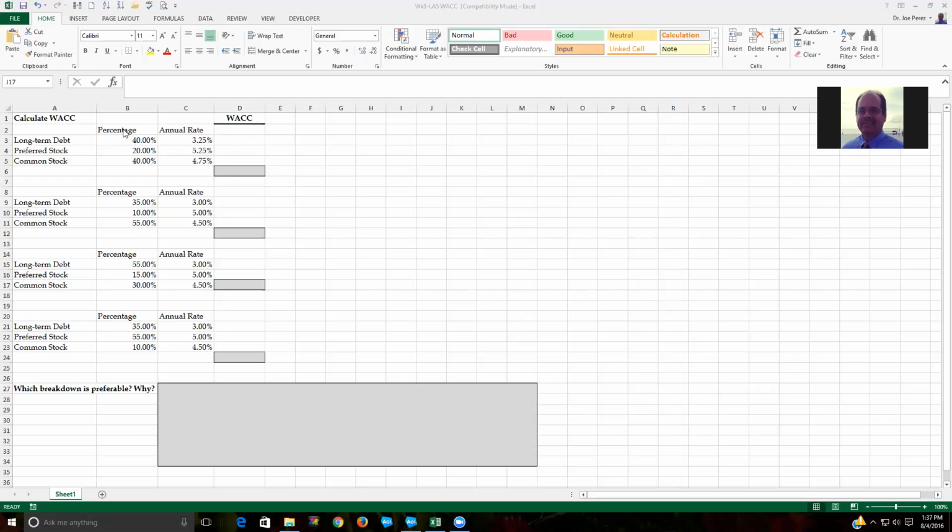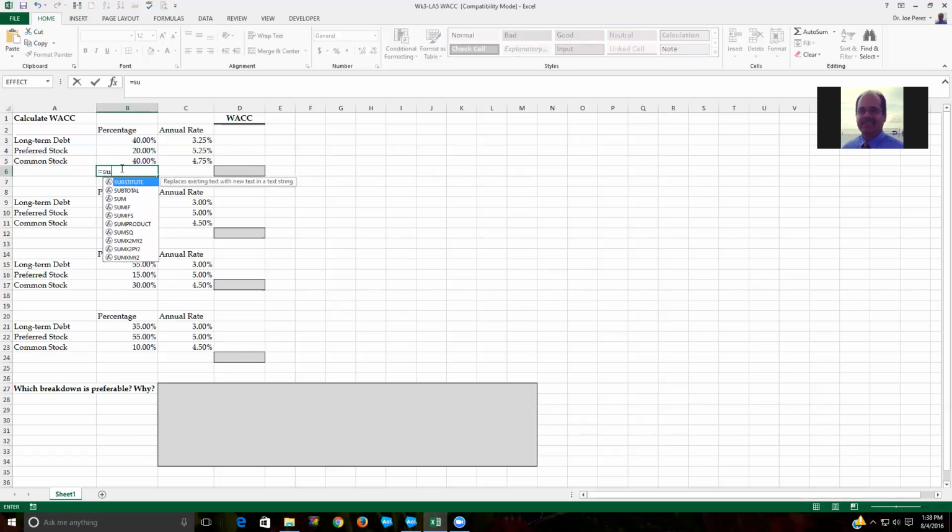Here we have the proportional weight. The long-term debt, which is most likely bonds, is 40%. The preferred stock consists of 20%, and the common stock 40%. And if you add these three, you will have 100%. Okay, so that's 100% of your firm's cost structure.